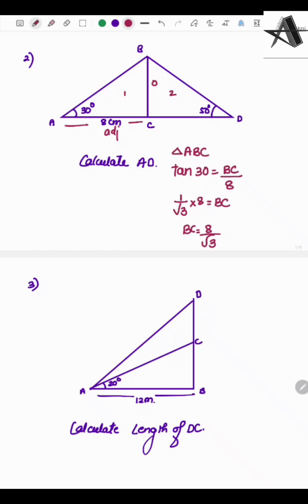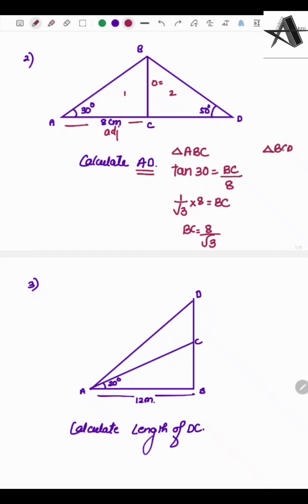We know the common side obviously. Now I have to take triangle BCD. In triangle BCD, this opposite is now known to us. We have one angle, so we can calculate CD. Why am I calculating CD? Because ultimately I need AD. For the whole AD, I have AC, only CD is required.